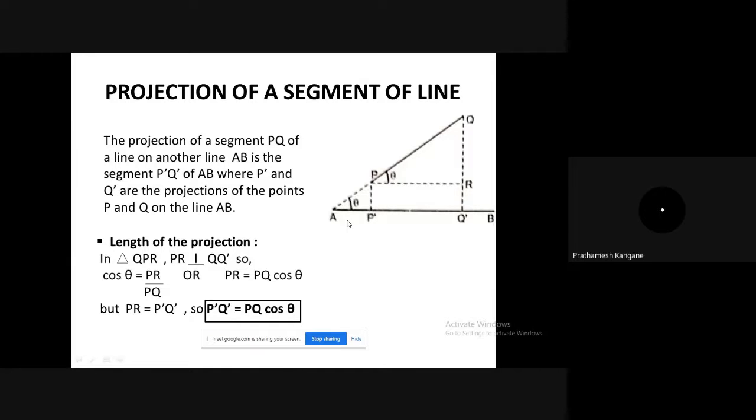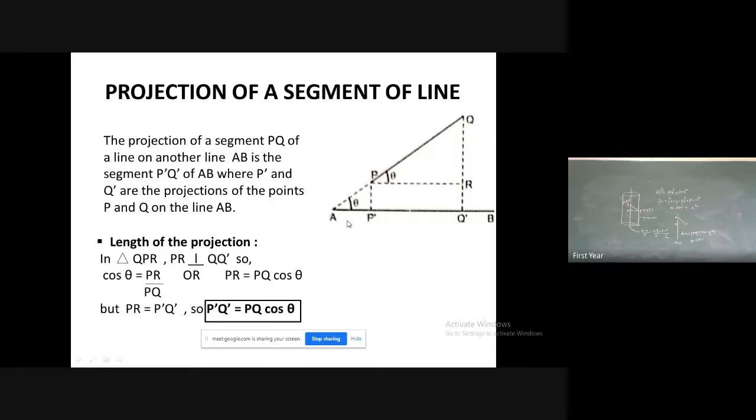Does everyone get this, or does someone have a doubt? Is it clear to everyone?